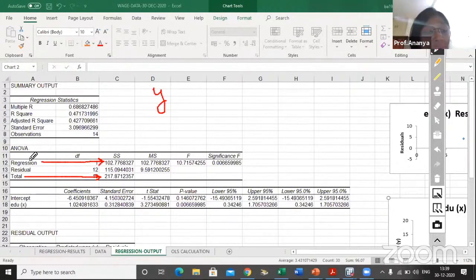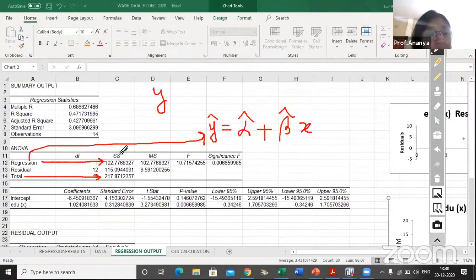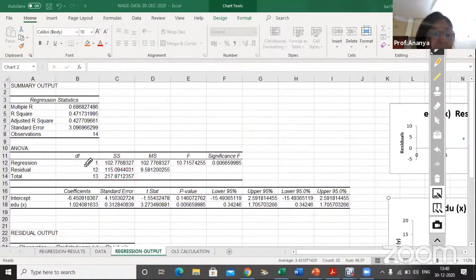Now, what is your regression model giving you? Your regression model is giving you y hat. What is y hat? Y hat is equal to alpha hat plus beta hat into x. So this is your predicted values. This 102.77 is the variance in your y hat. This is the variance in your predicted wages. So how much have you explained? The total variation is 217, and how much have you explained? It is 102. So what is left? You haven't explained the rest. This is your residual variance.